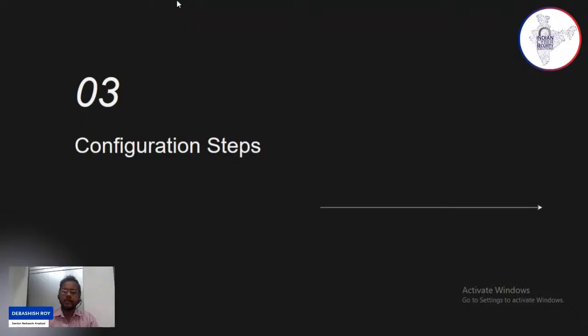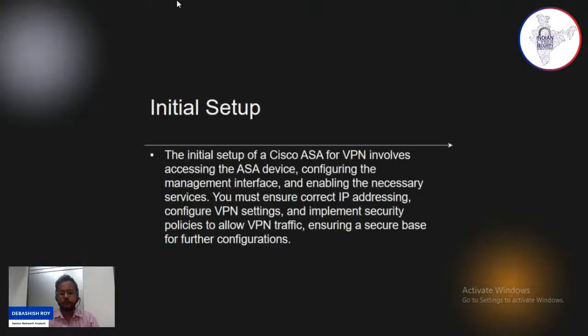Now, what are the configuration steps for this? The initial setup of a Cisco ASA VPN involves accessing the ASA device. We have to just plug into the ASA device. You have to access the ASA device, configure the management interface, and enable the necessary services. And you must ensure the correct IP address, configure VPN settings correctly, then implement security policies. So you have to provide the IP address correctly so that it belongs to the same subnet, and then you have to configure the VPN settings and implement the security policies. And you have to ensure a secure base for further configurations.